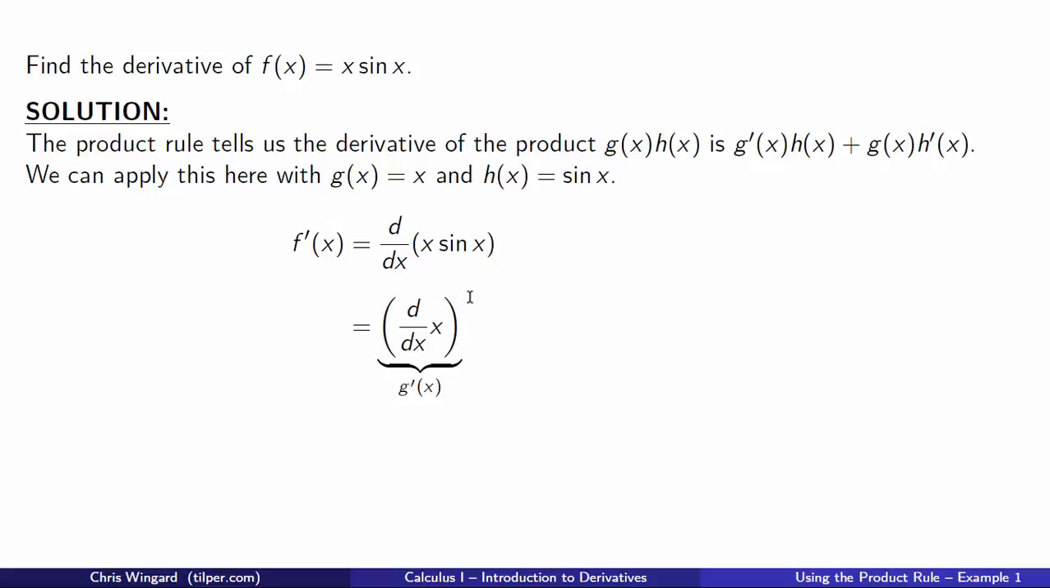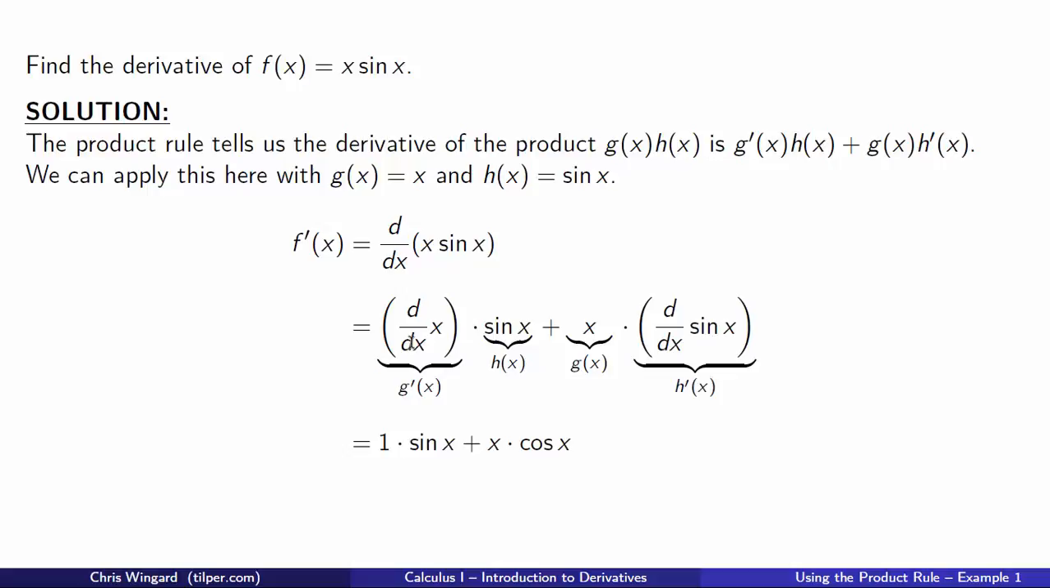So from the product rule, if we have x is g of x and sine of x is h of x, then the product rule tells us that this is going to be the derivative of g times h plus g times the derivative of h. So the derivative of x with respect to x is just 1, sine of x is just sine of x, x is just x, and the derivative of sine of x with respect to x is cosine of x.